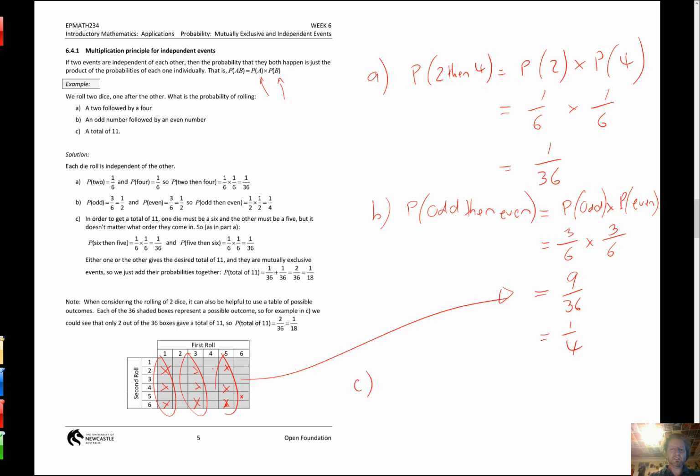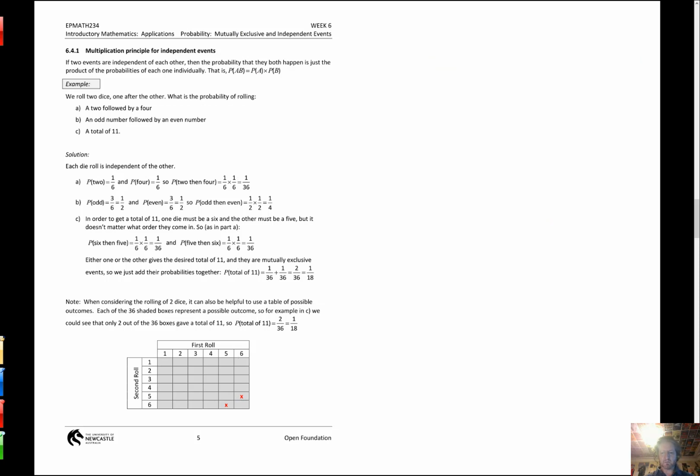But let's look at C, and I'll cross out this garbage. Okay, a total of 11. Now this is where you could do it manually. Here's me doing it manually, and I've already written it down here. I've just got to think, in how many ways can I get a total of 11? There's actually only 2 ways. I could get a 6 then a 5, they add up to 11, or I could get a 5 then a 6. They're 2 different options. You can see in the diagram, here's 6 then a 5, here's a 5 then a 6.